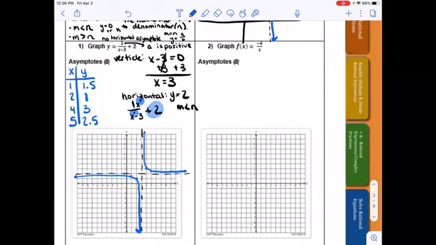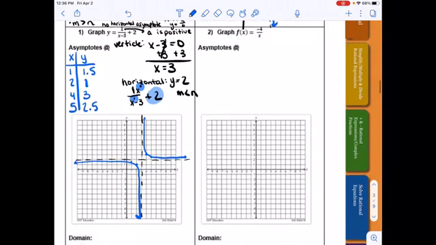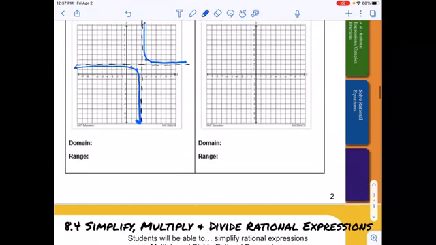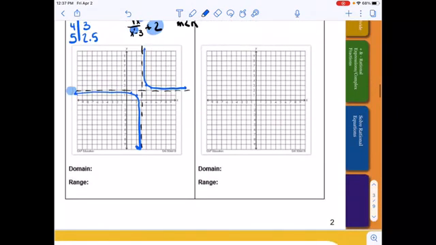Okay? Now we are asked what our domain and range is. So our domain is what x values can this cover? Well, you can tell that it keeps going for infinity to the positive x and infinity to the negative x. So it's all real numbers, except we will never touch our vertical asymptote. So it's all real numbers except when x is equal to 3. X cannot equal 3 ever because it can't touch the asymptote.